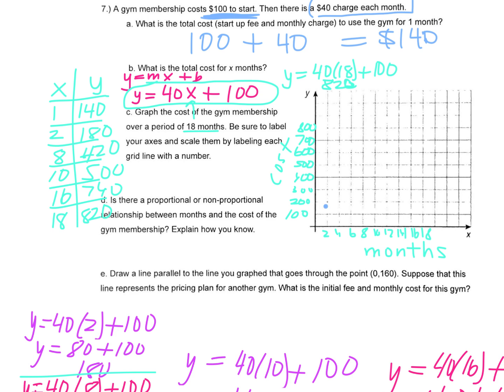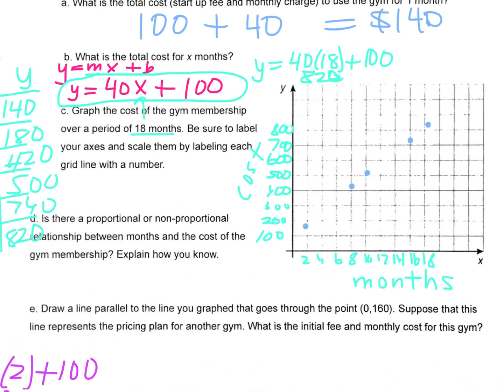Okay, so that'd be about there. And then over 8 up to 420, that'd be about there. Over 10 to 500 is right there. 16 and 740 is about there. And then 18 months would be about 820. Okay, so that looks pretty good, pretty in line.